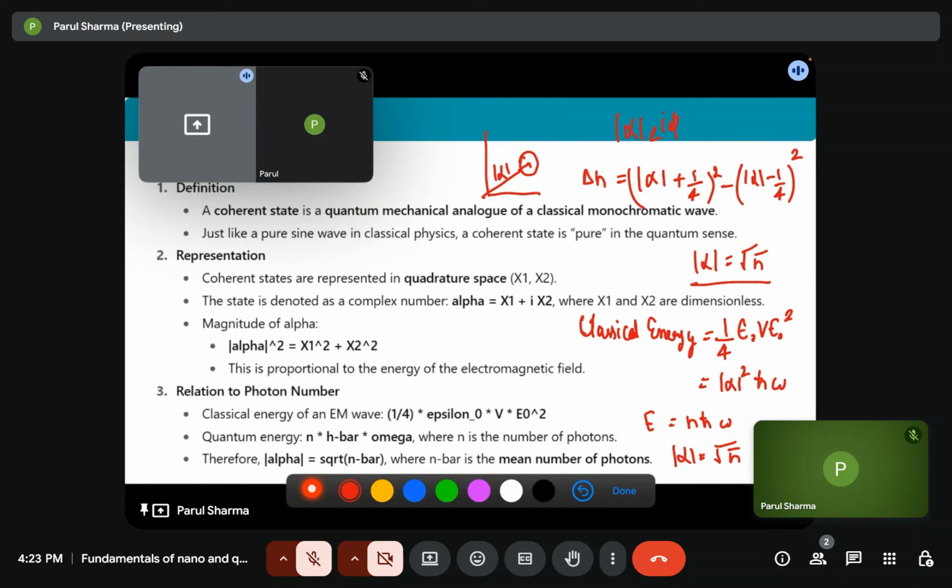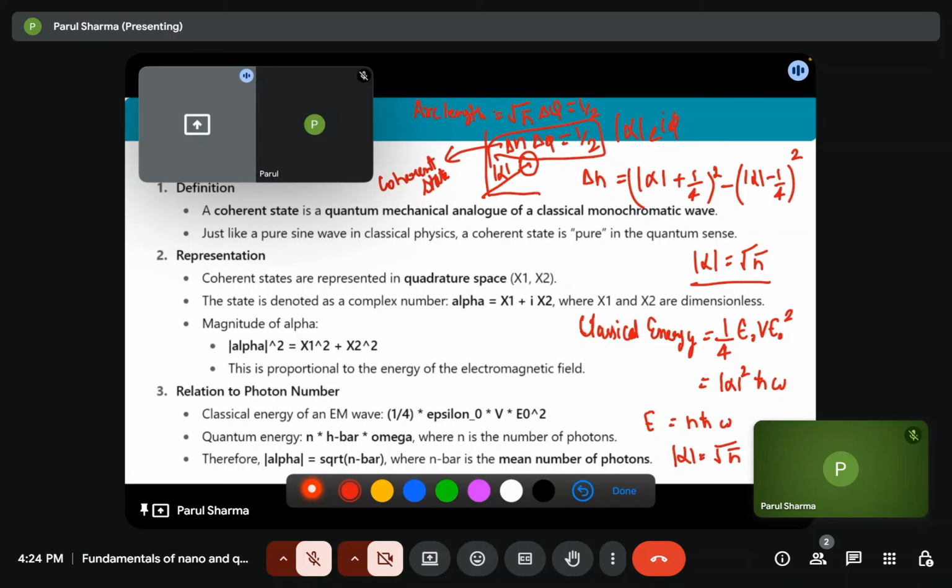This phase also exhibits an uncertainty relation. We can define an arc length, which is the square root of n bar, and delta phi is equal to 1 by 2. Just similar to delta n, delta phi is 1 by 2 for a coherent state. So this is the number-phase uncertainty relation.